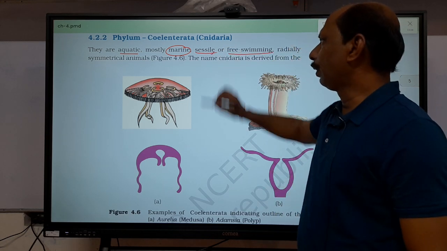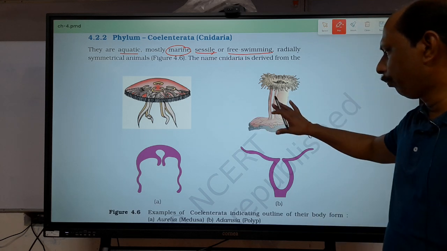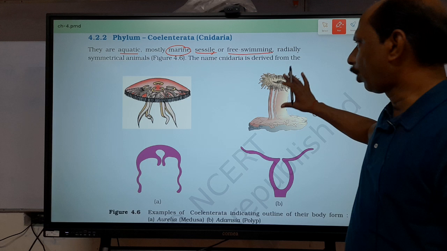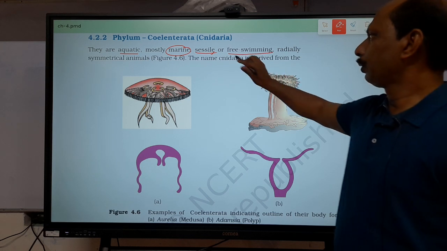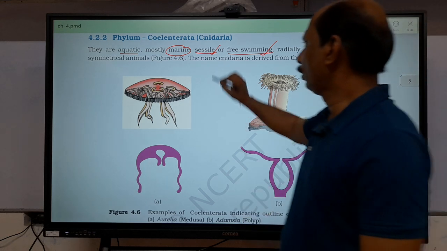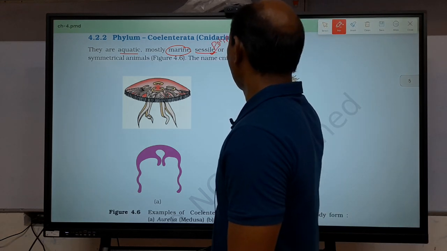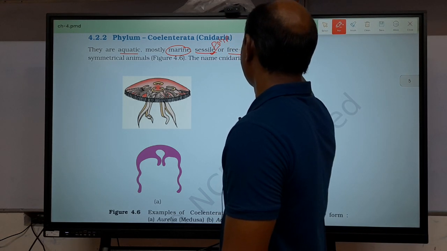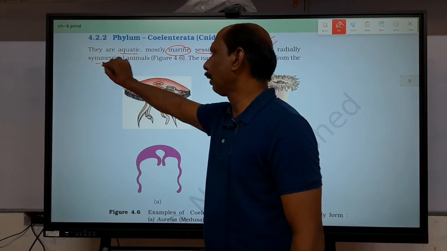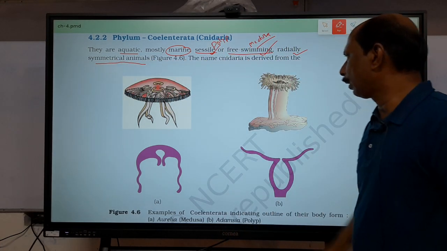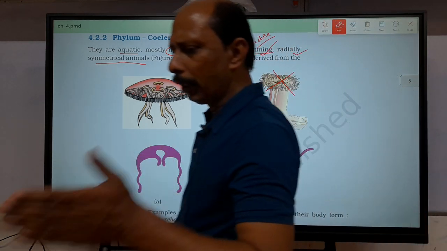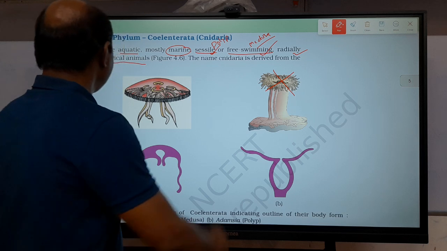Sessile means polyp stage, and medusa stage means free swimming, right? So for polyp and for medusa. They are radially symmetrical, because we can cut from different planes into two equal halves. So radial symmetry is there.